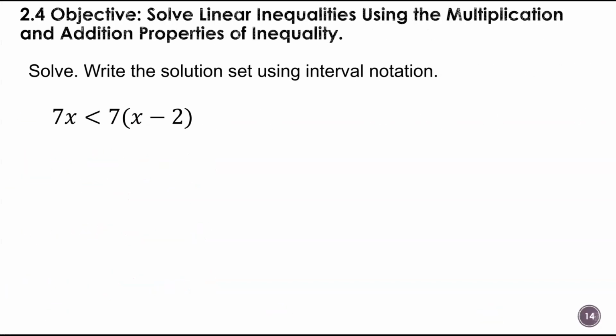All right, let's take a look at this one. So we distribute on the right 7x minus 14. Now what I would like you to notice here is something's going on. First of all, I have 7x on both sides. If I subtract 7x, then I get that 0 is less than negative 14. That is false. Would you agree that that's a false statement?